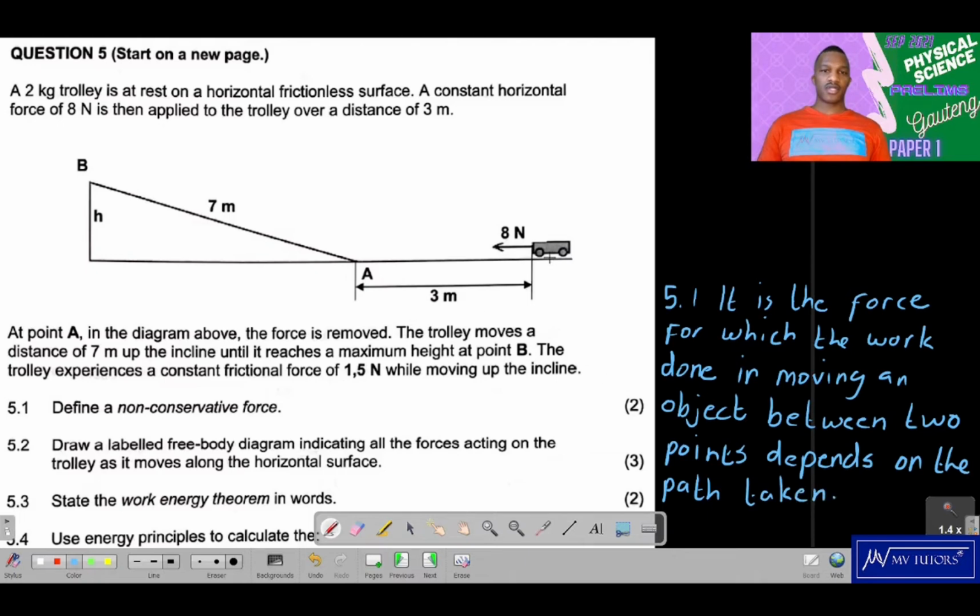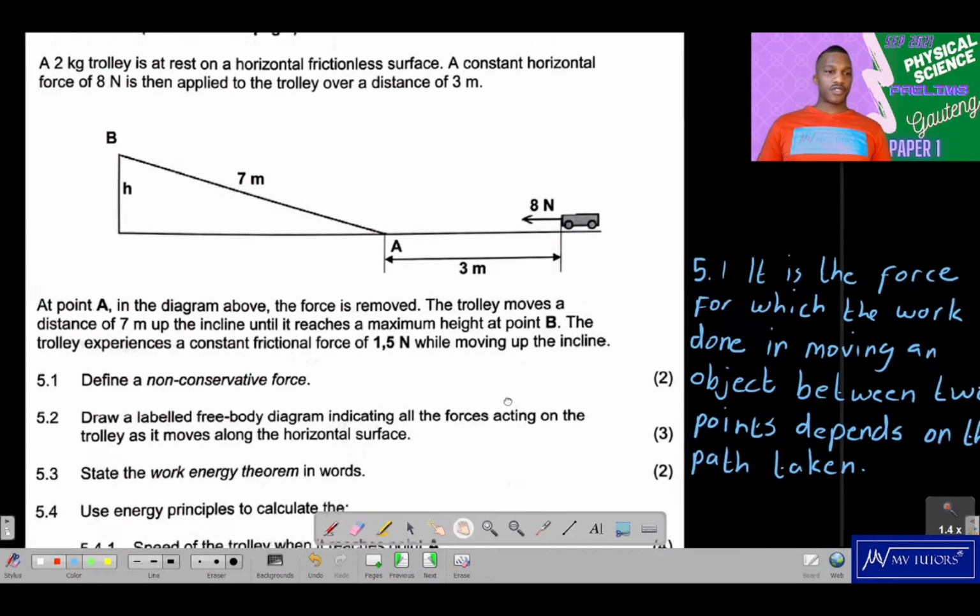Okay, so here you can see the path is straight here, and then it becomes inclined. So this just basically means there's different formulas you apply to each. Basically, that's what I can say. All right, so let's move on to the next one.